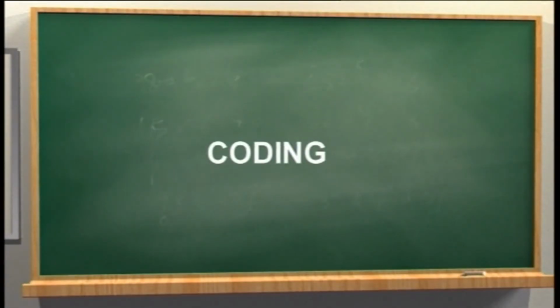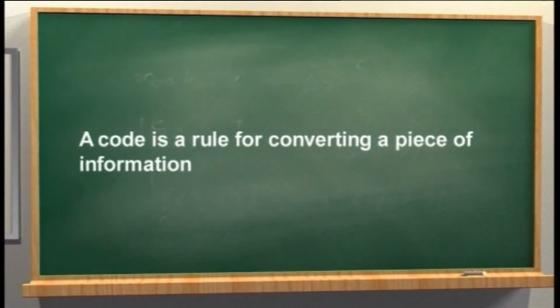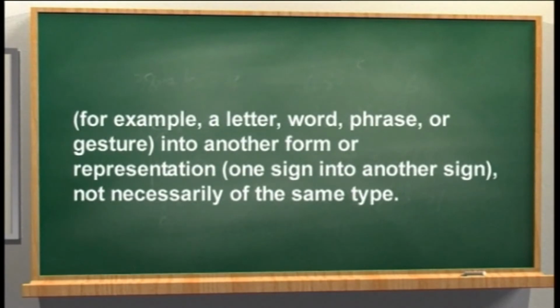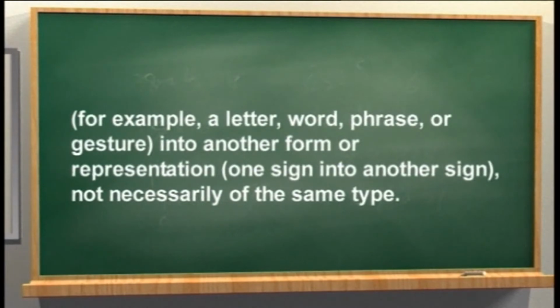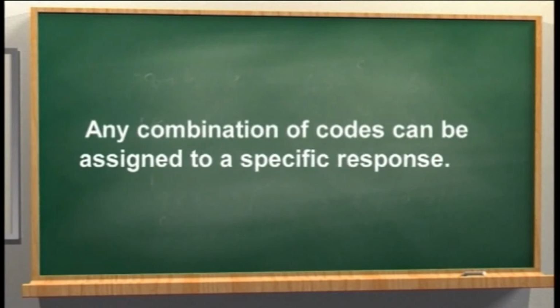Coming to coding. Coding means the transformation of data into a form understandable by computer software. Coding is a process for both categorizing qualitative data and for describing the implications and details of these categories. A code is a rule for converting a piece of information, for example, a letter, word, phrase or gesture, into another form or representation, not necessarily of the same type. Any combination of codes can be assigned to a specific response.